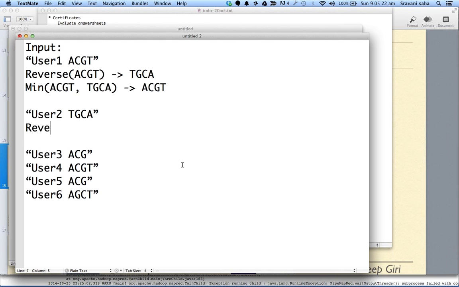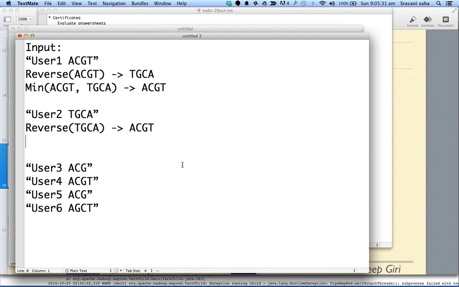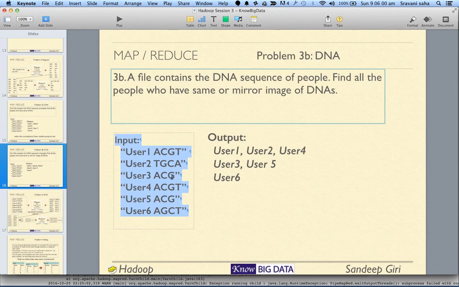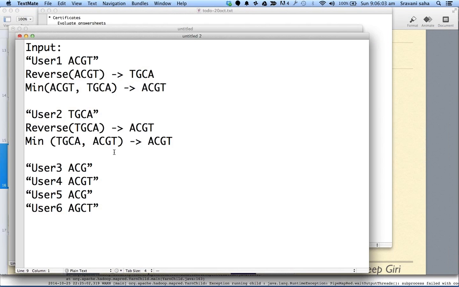Now let's pick up the other one. The reverse of TGCA is ACGT, right? And now what is the minimum of TGCA and ACGT? ACGT, perfect. So we notice that when we do this, TGCA also results in ACGT and ACGT is also resulting in ACGT. So this is a good key to have. So this sounds like a good idea, right?